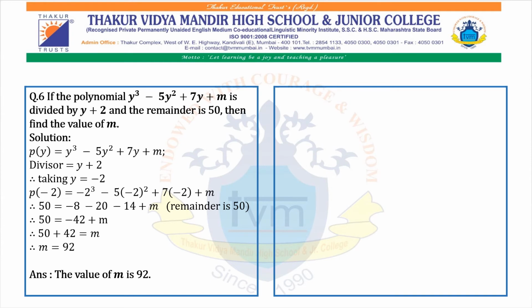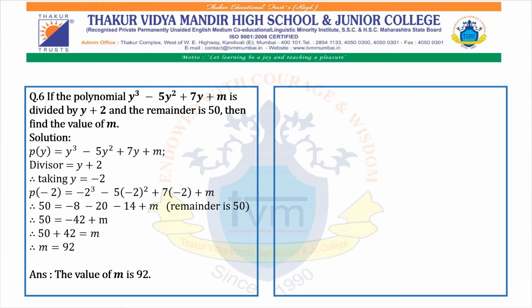Question 6. If the polynomial y³ − 5y² + 7y + m is divided by y + 2 and the remainder is 50, then find the value of m. Solution: p(y) = y³ − 5y² + 7y + m. The divisor is y + 2. So taking y = −2, wherever we see y, we substitute −2. So p(−2) = (−2)³ − 5(−2)² + 7(−2) + m. Therefore 50 = −8 − 20 − 14 + m.